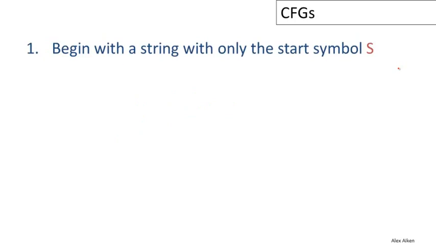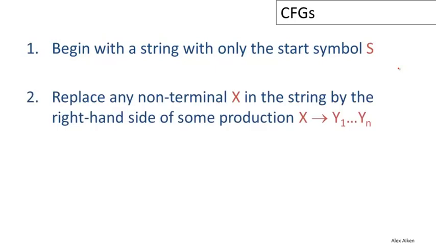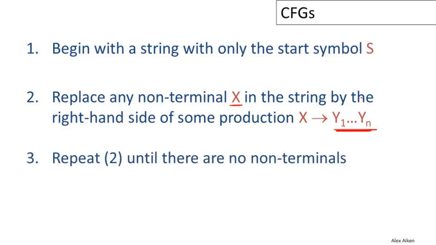So here's a little more formal description of that process. We begin with a string that has only the start symbol S. So we always start with just the start symbol. And now we look at our string. Initially it's just the start symbol, but it changes over time. And we can replace any non-terminal in the string by the right-hand side of some production for that non-terminal. So for example, I can replace the non-terminal X by the right-hand side of some production for X. In this case, X goes to Y1 through Yn. And then we just repeat step 2 over and over again until there are no non-terminals left, until the string consists of only terminals. And at that point, we're done.